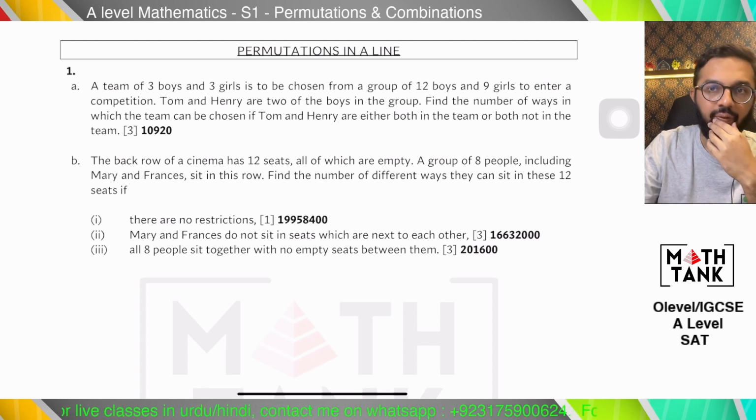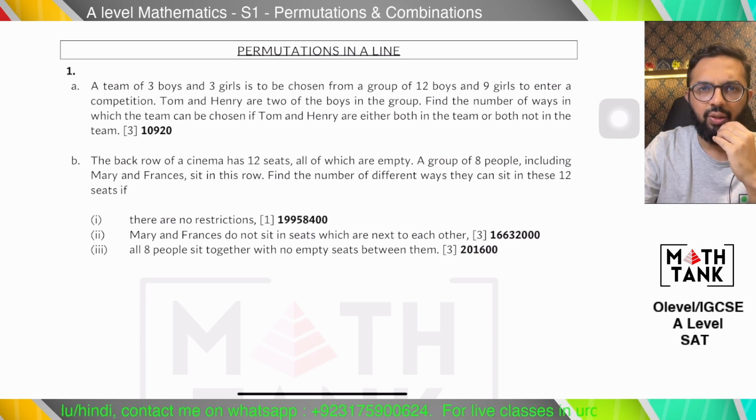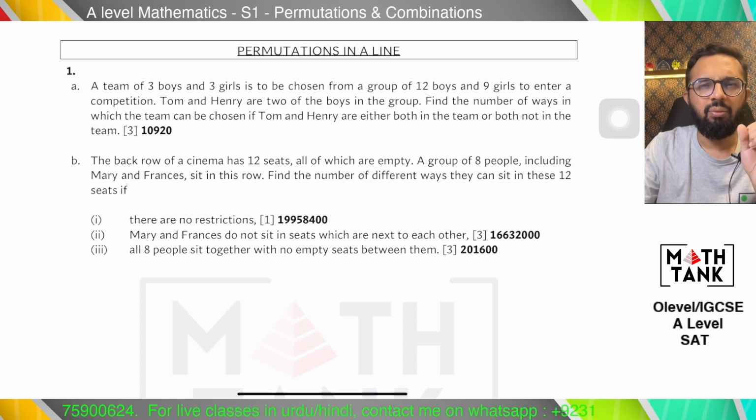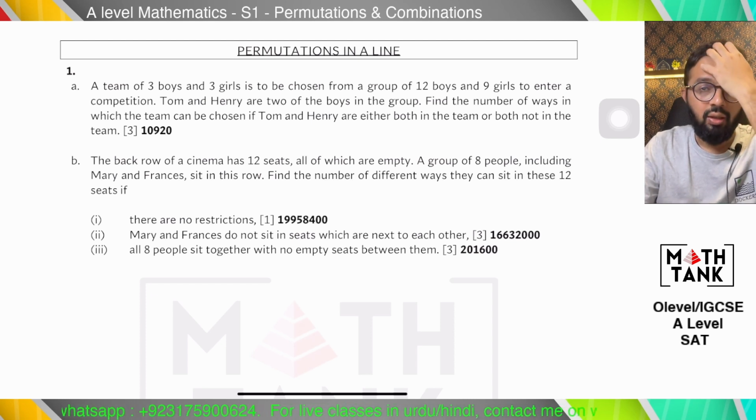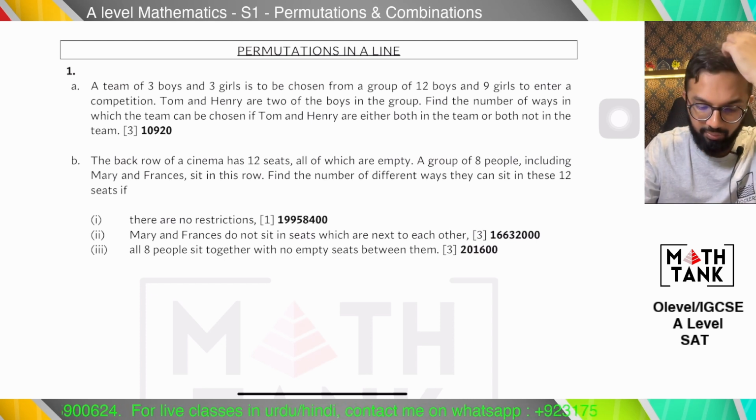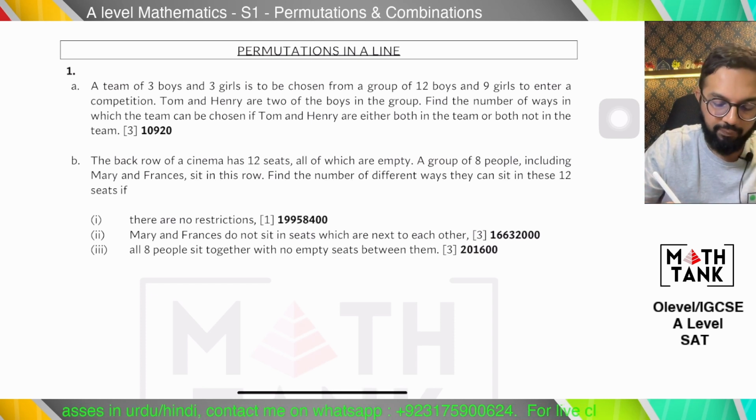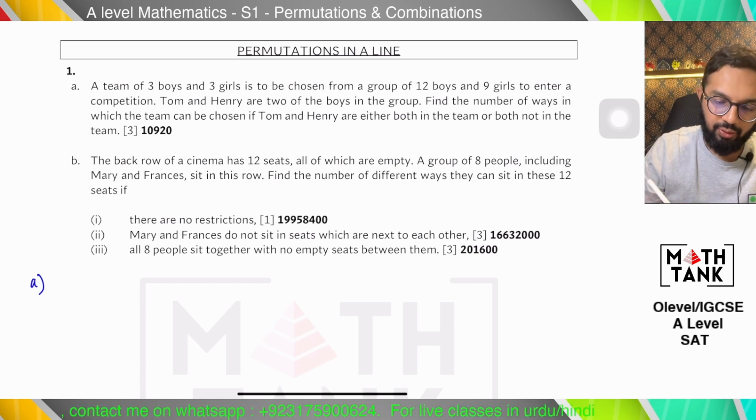The first question says a team of three boys and three girls is to be chosen from a group of 12 boys and nine girls to enter a competition. Tom and Henry are two of the boys in the group. Find the number of ways in which the team can be chosen if Tom and Henry are either both in the team or not in the team. So, chosen is the word that I am looking at right now, and that tells me that this is not a question on permutations. This is a question on combinations, and let's solve it in the way that we've learned it before. So boys, girls, and there's Tom and Henry who don't want to be together.